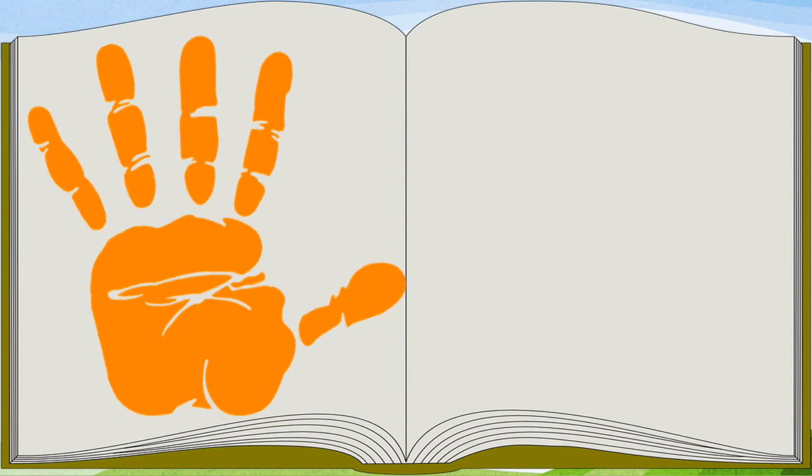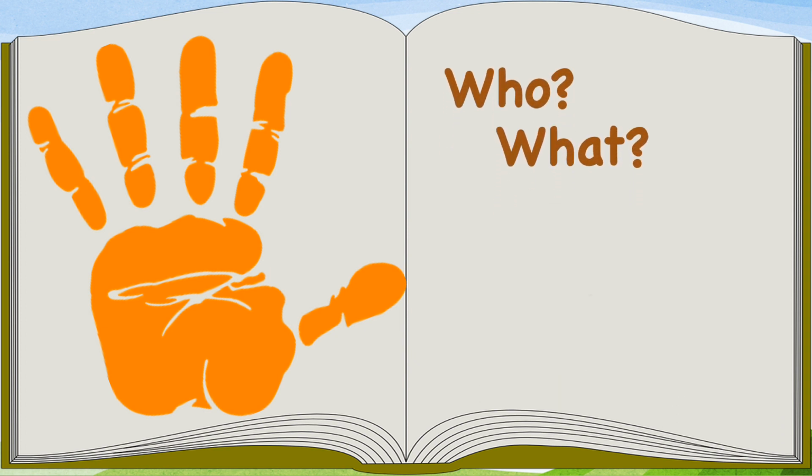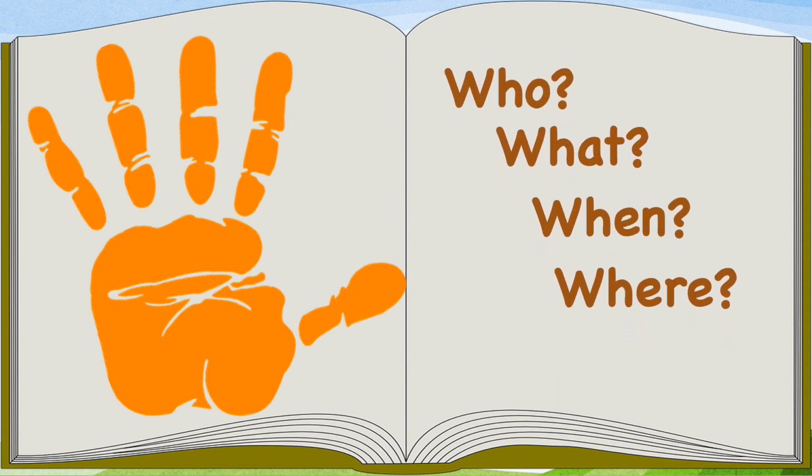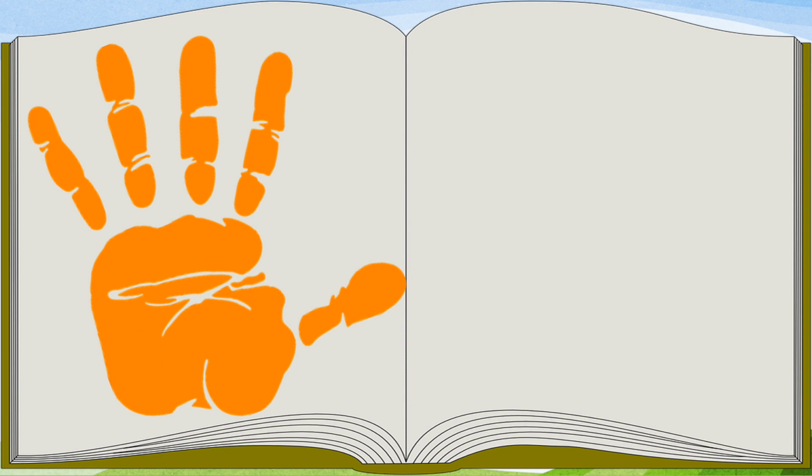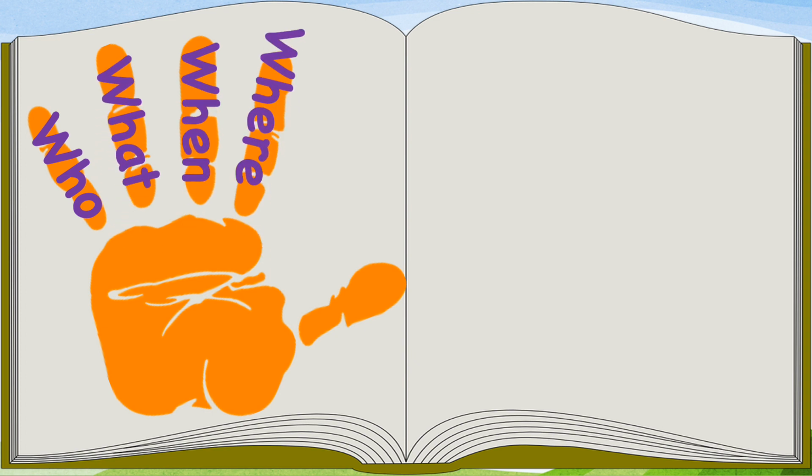Now, little ones, another way that we can summarize is to use our hands to help us to answer our question words about the story. Do you remember our question words? When we summarize, we can tell who, what, when, where, and why things happen. After reading a story, we should be able to summarize by telling who did something, what they did, when and where they did it, and even why.